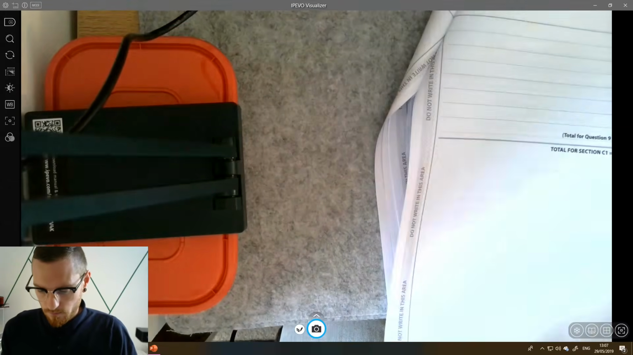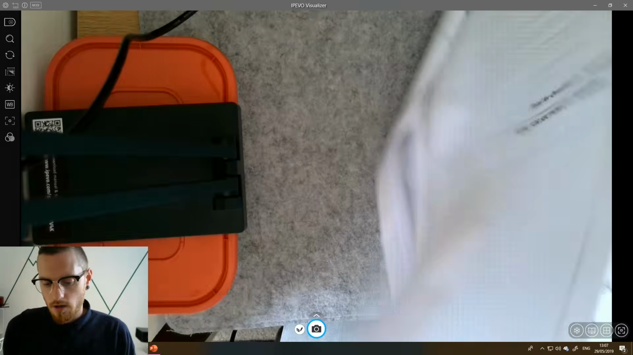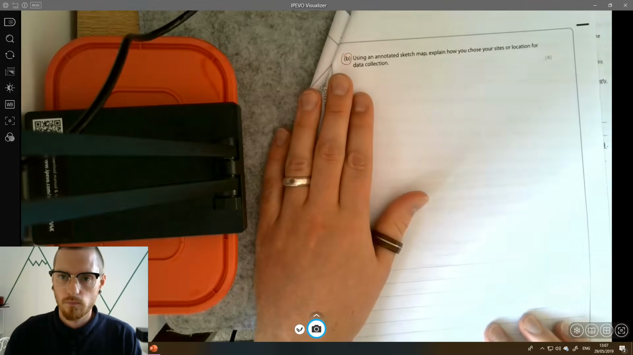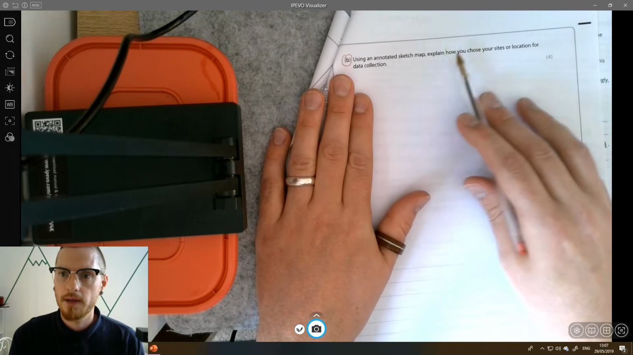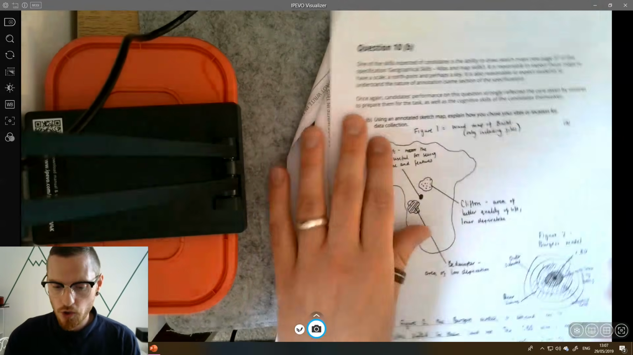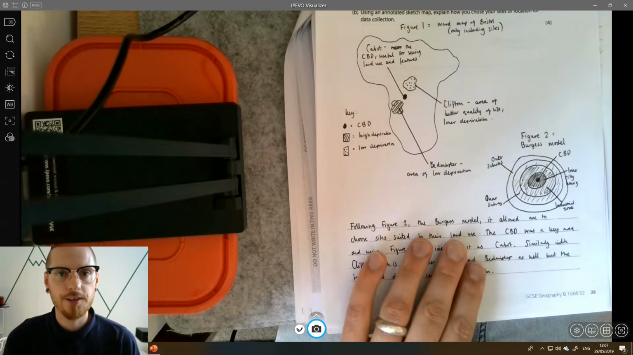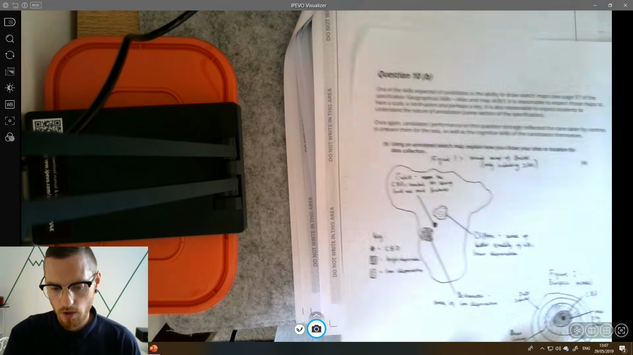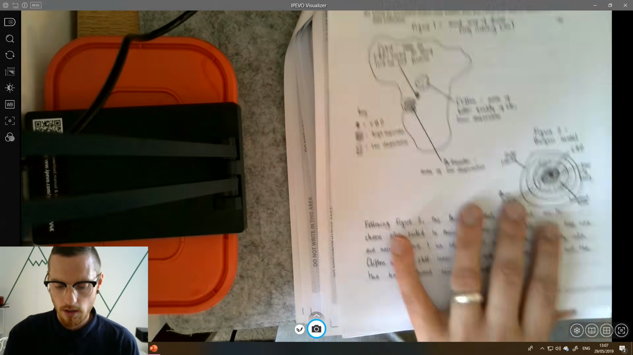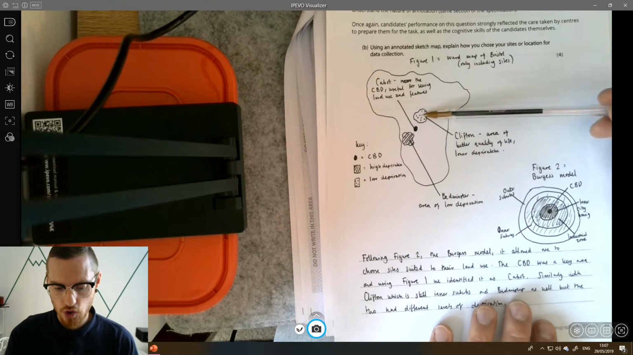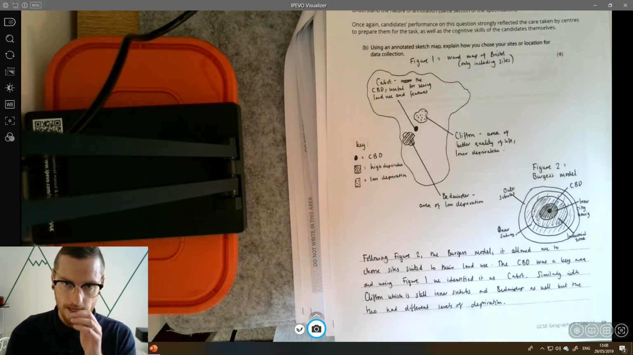Okay, moving on. Second last thing to go through. Question here: using an annotated sketch map, explain how you chose your site or location for data collection. I'm just going to show you from the exam board what they're after, because this is a confusing question. They literally want you to use a form of data presentation and explain it. So this here is the student showing why they chose their two sites, and this is their urban study.